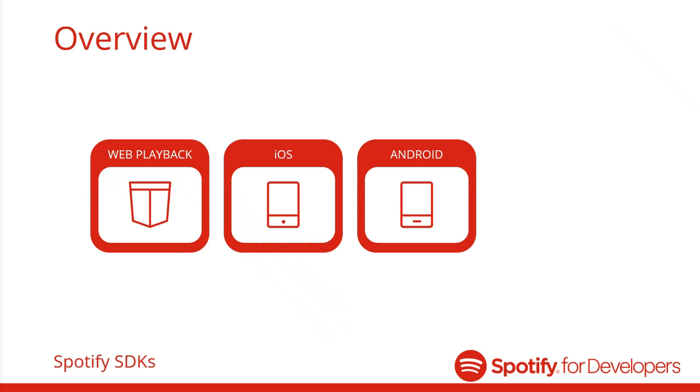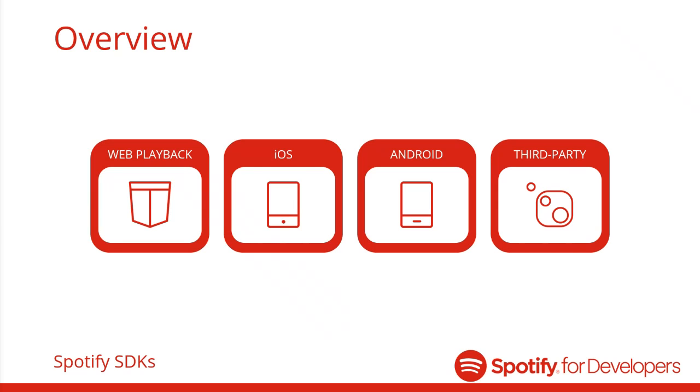There's the Android SDK. It's very similar to the iOS one. Again, it supports features like playing tracks in the Spotify app, and you can also subscribe to the player state. Finally, there's third-party SDKs that are available for other platforms such as .NET and the Universal Windows Platform, and you can find those on NuGet.